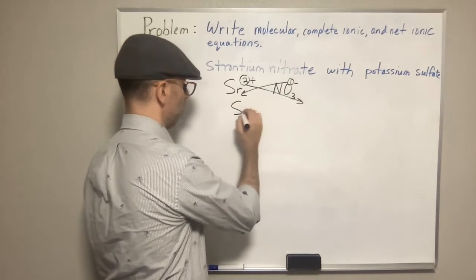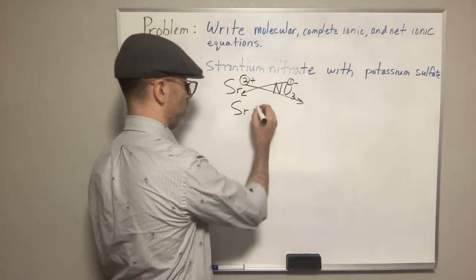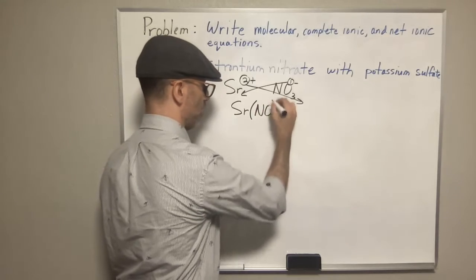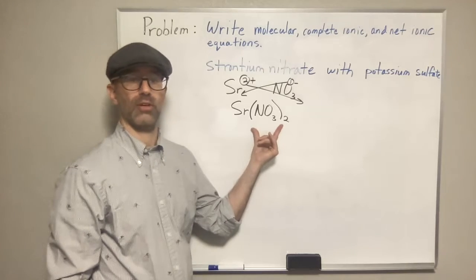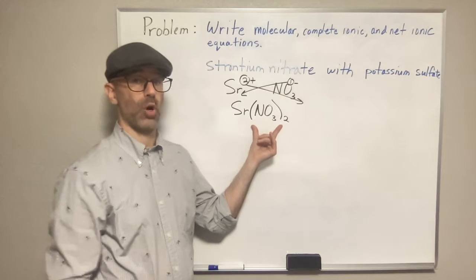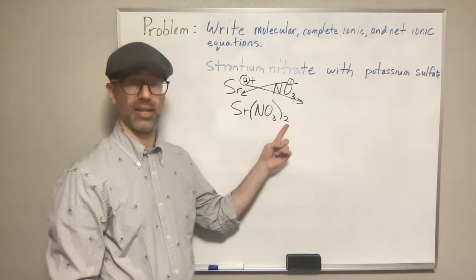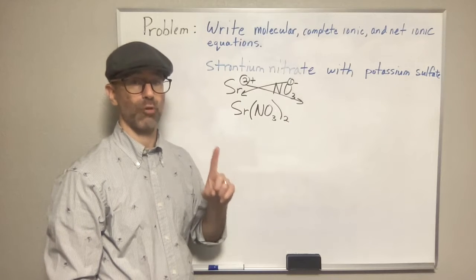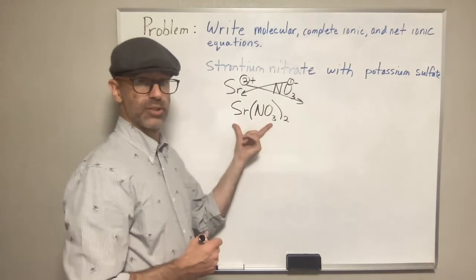So I'm going to have Sr, and then I have 2 nitrates, so I'm going to have parentheses. So NO3, parentheses, and 2 on the outside. Notice that I'm using parentheses for my polyatomic ions. So make sure that if you have more than 1 polyatomic ion, you put it in parentheses and you have the number on the outside of the parentheses. If you only have 1 polyatomic ion in your formula, don't use parentheses. Okay, so now we have our first reactant.